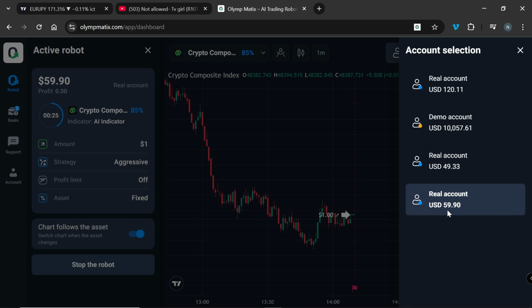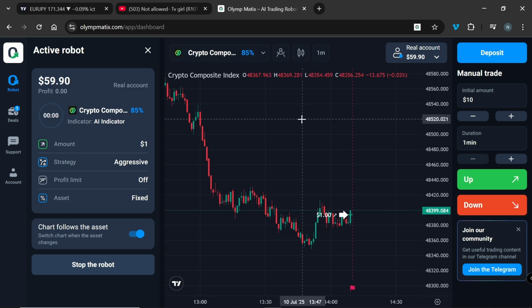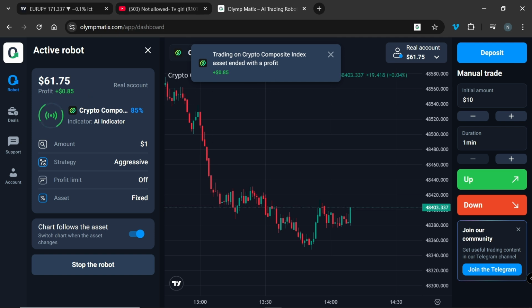Started this one at $60, and then we'll see how it's gonna end. You know the vibes, yes sir. So this is the aggressive strategy. Well, with this one, the first trade is gonna be a winner for sure. As you see, the market is moving nicely in our direction, and as you can see, they were at 61.75. So let's continue, man.